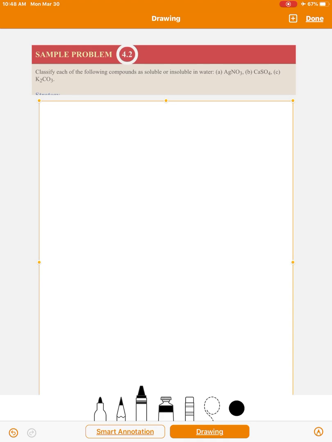Okay, sample problem 4.2. Classify each of the following compounds as soluble or insoluble in water. A, AgNO3, which is called silver nitrate. B, CaSO4, calcium sulfate. C, K2CO3, potassium carbonate.